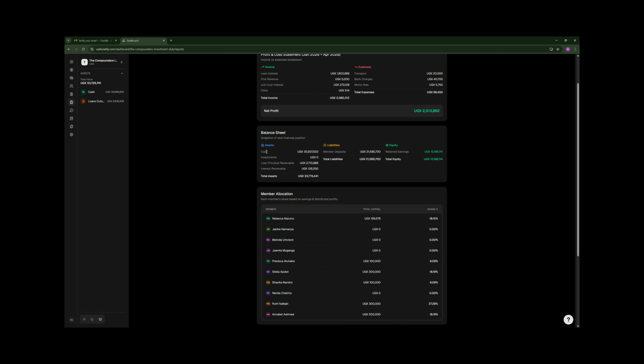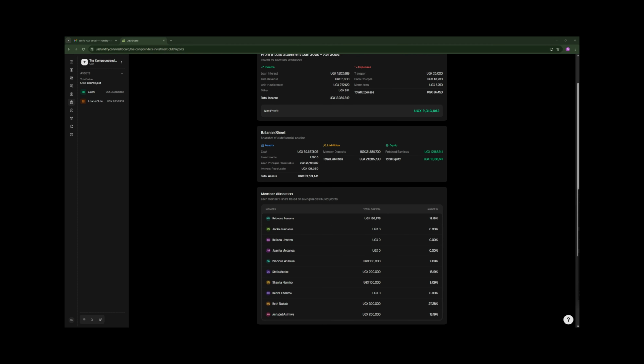Without logging assets, there is no breakdown, and the balance sheet shows that the club has investments, but you cannot see what those investments are, what they are currently worth, or how each one is performing. Logging assets gives you that visibility. Each holding is named, valued, and tracked individually.